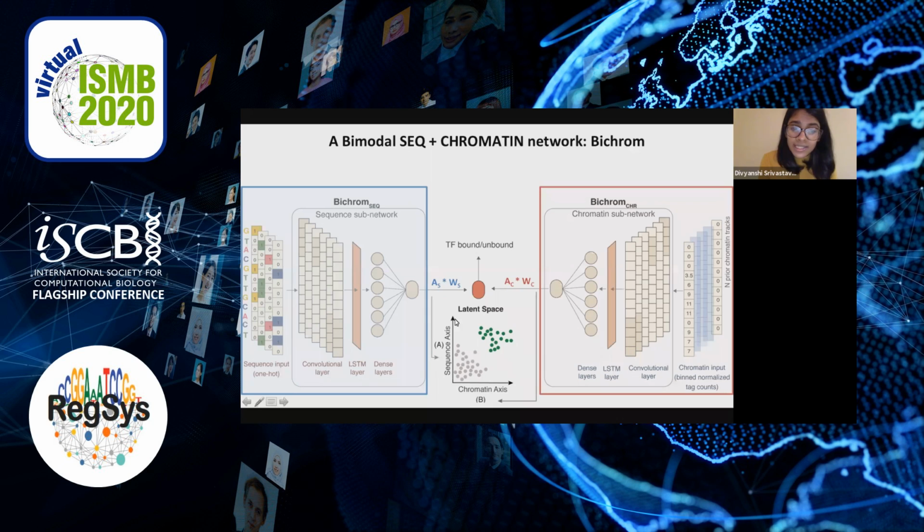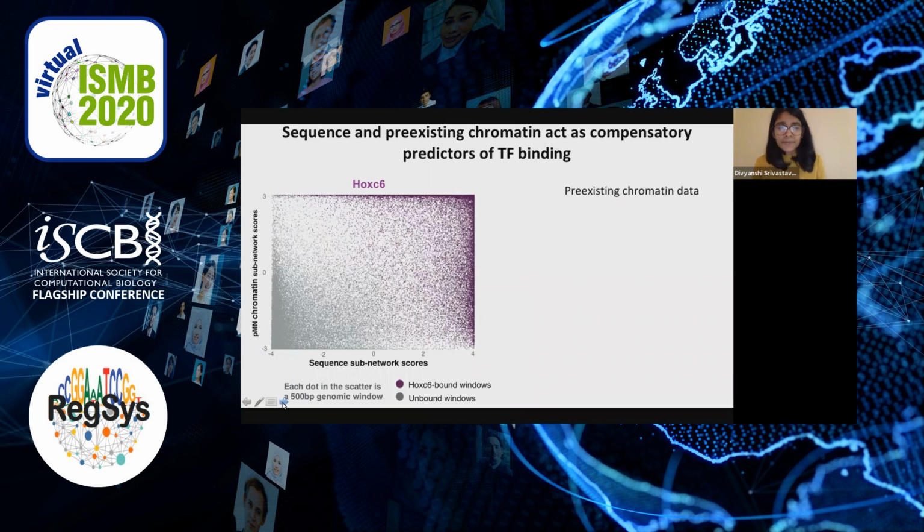In other words, it actually produces this two-dimensional latent embedding, capturing the contributions from sequence and chromatin at each individual binding site. So we applied BichromE to HOXC6, C9, and C10, and I'm showing you results here for HOXC6. In purple are the HOXC6 binding sites. And very interestingly, we find that HOXC6 sites occupy diverse regions within this two-dimensional latent embedding. There are some sites here which are very strongly predicted by the sequence, but we also find sites up here that are weakly predicted by the sequence subnetwork, but very strongly predicted by the chromatin subnetwork.